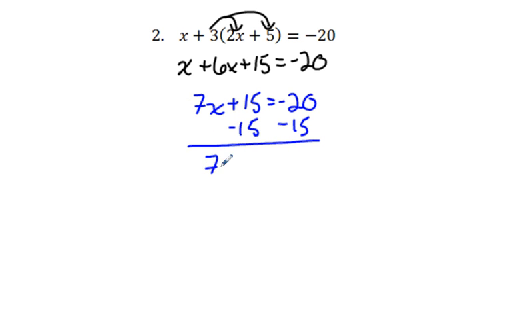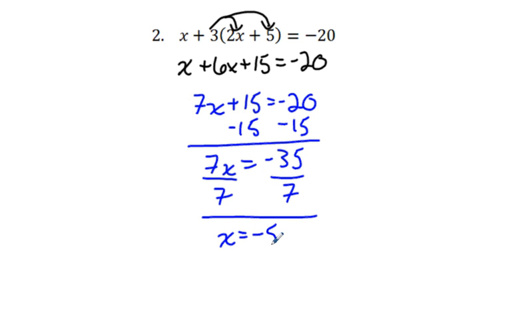And you get 7x is equal to negative 35. Divide both sides by 7. And you get x is equal to negative 5. By the way, to check your answers, you plug it back in. If this is multiple choice, you just plug in your answers and see which one comes out to be true up here.